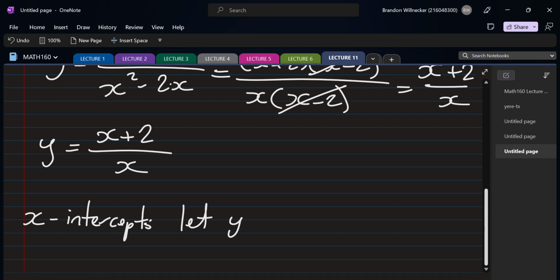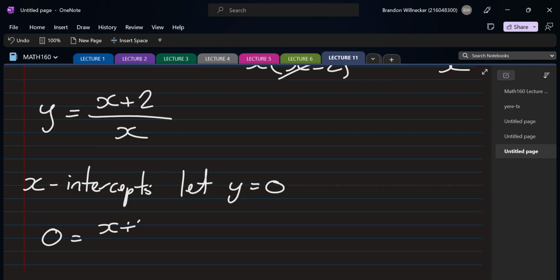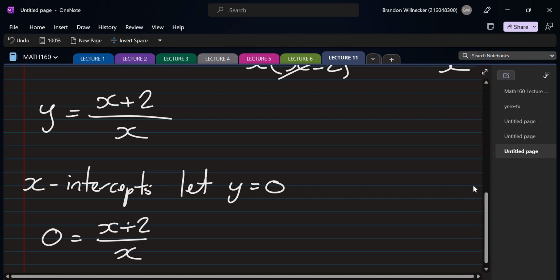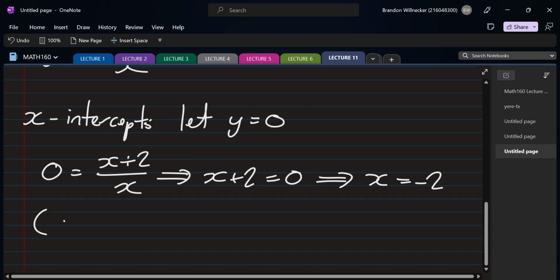Okay, we let y equal 0. So we have 0 is equal to x plus 2 over x. Now this denominator, that can't be 0, so we just cancel that. And we're left with x plus 2 equals 0. This gives us x equals minus 2. So we have an x-intercept at minus 2, 0.